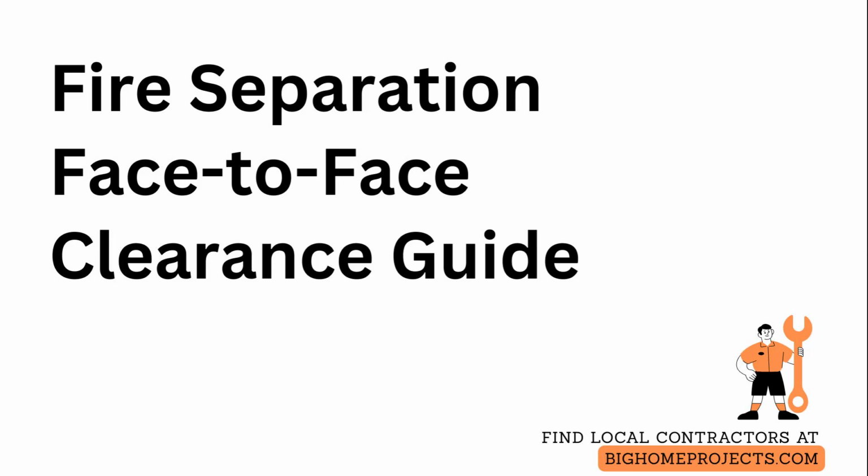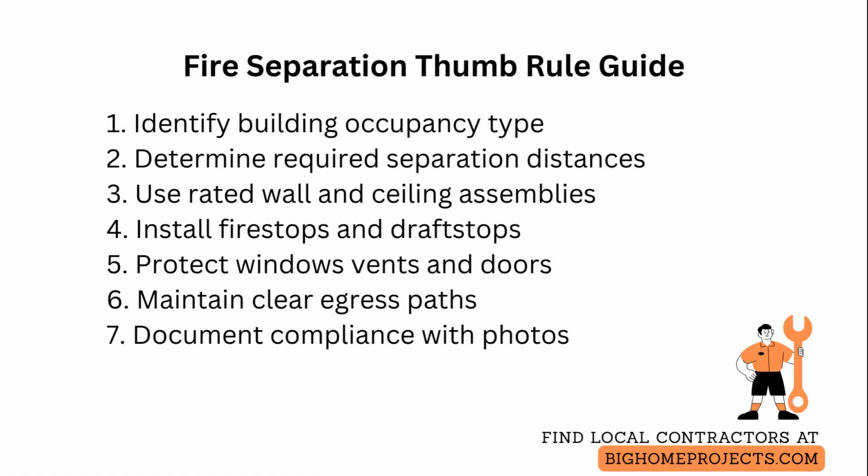Maintain adequate fire separation between buildings and units to prevent fire spread and meet code requirements. When applying the fire separation thumb rule for houses, we focus on occupancy type and the distance to adjacent structures or property lines, with common practice calling for a minimum of 5 feet for many residential situations, while higher risk occupancies require greater separation. Start by identifying the occupancy classification of each building and use that to determine required separation distances and allowable openings in walls.